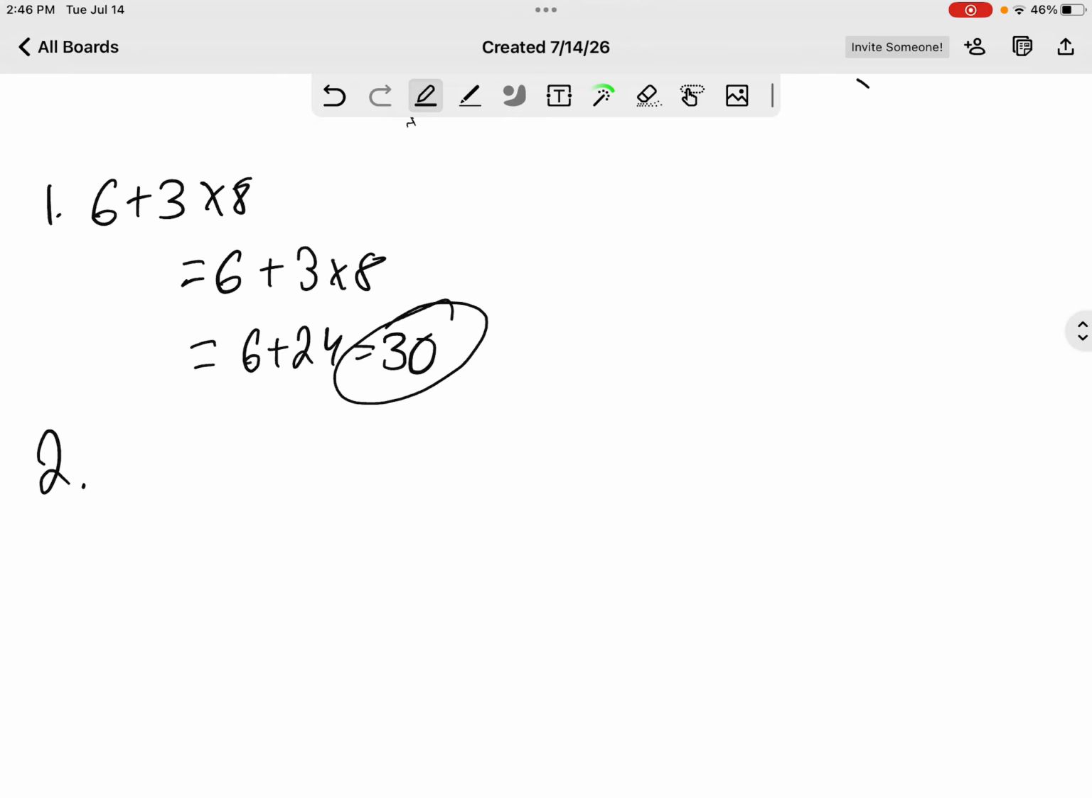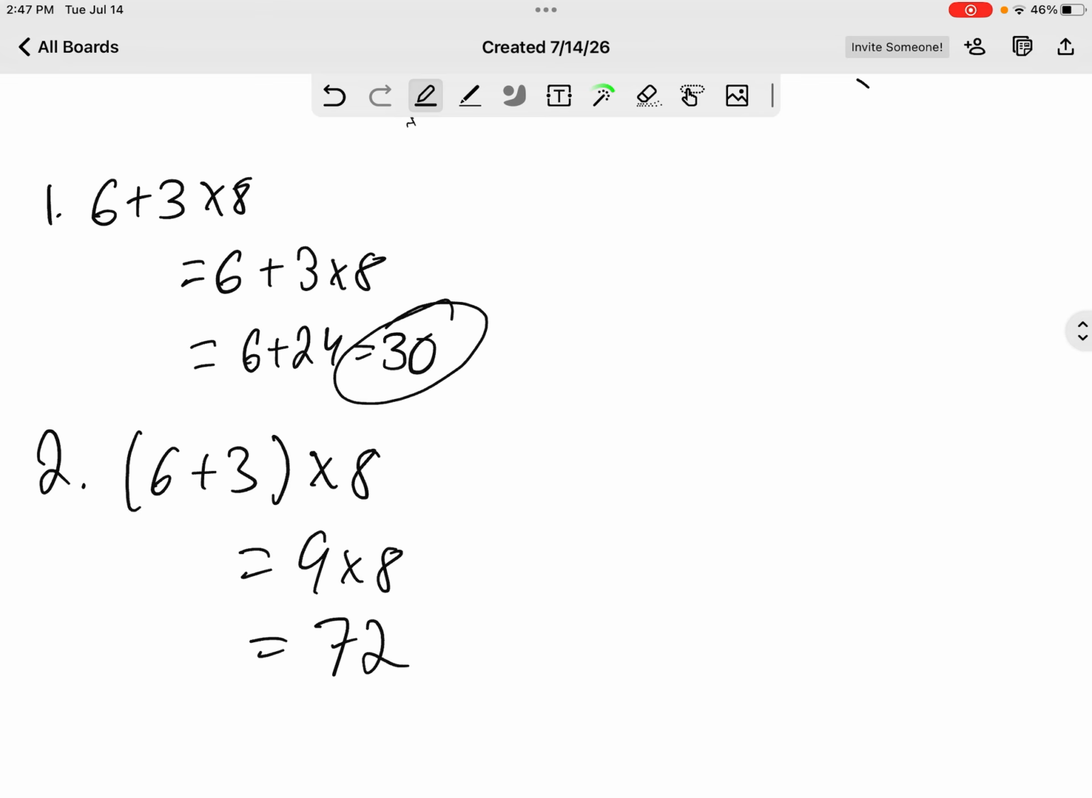So, number 2 is 6 plus 3, in parentheses, times 8. It's the same problem, but adding parentheses in it. So, pause the video, give some time to solve this problem too. Okay, hopefully you're done and you got the correct answer. Let's start. So we'll do the parentheses before multiplication. So, we'll do 9 times 8, because 6 plus 3 makes 9. 9 times 8 makes 72. The answer, number 2, is 72.